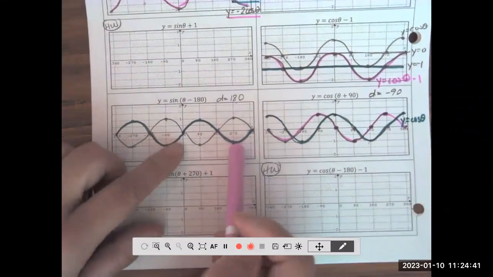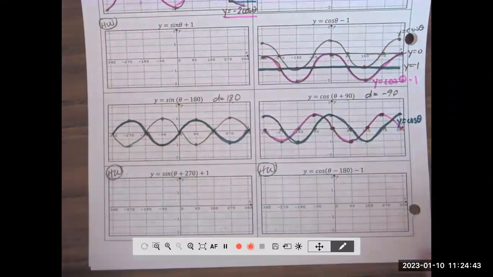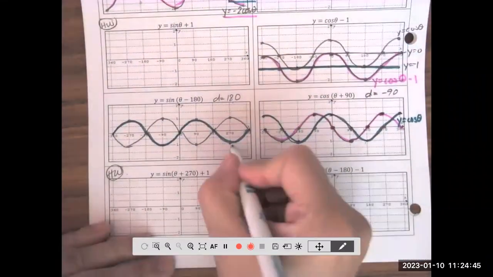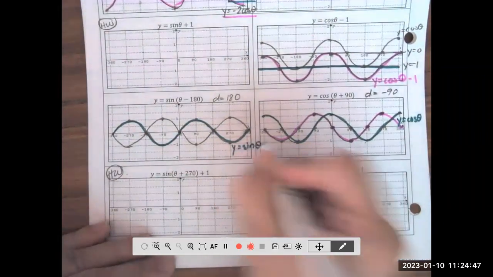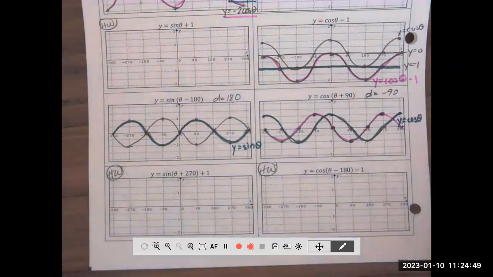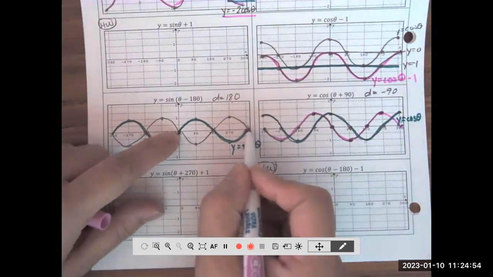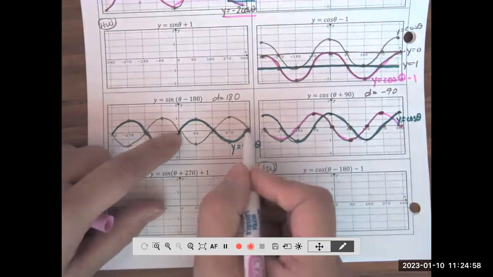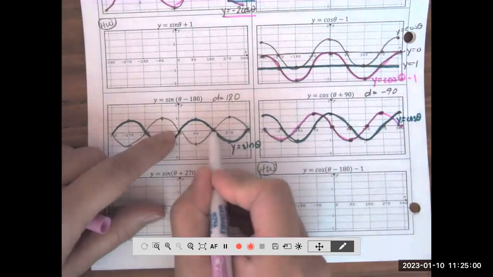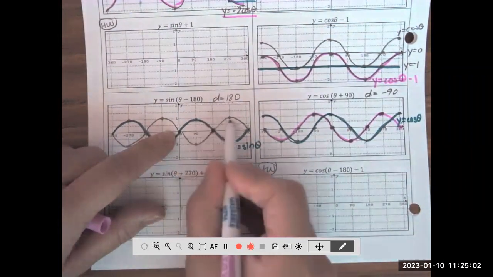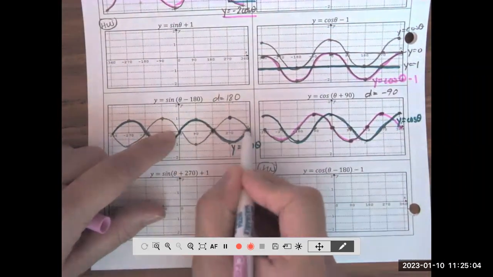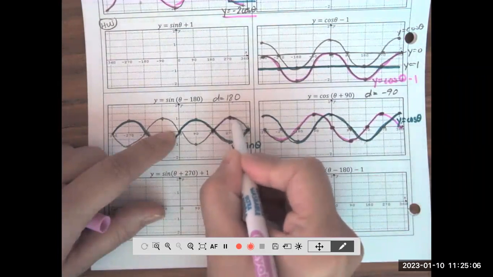Okay, so we wanted to review this one again. So here is my y equals sine x, or in this case, sine theta. So again, we are translating or having a phase shift of 180 degrees. So 180 degrees means that this point would now be here. This point would now be here. This point would now be here. So this is the beginning of my next cycle.